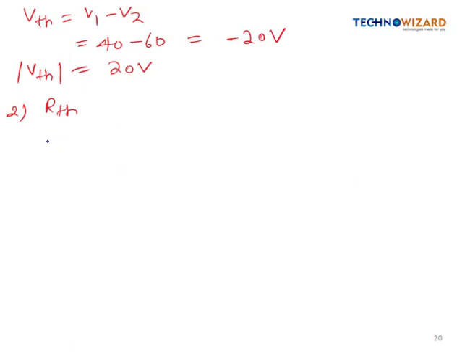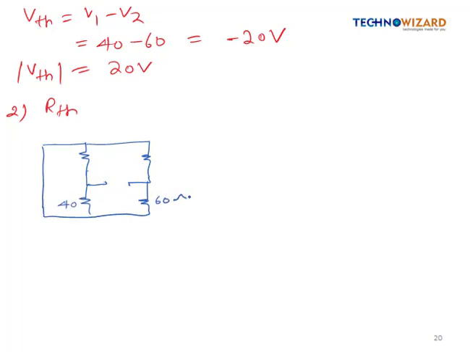So this is short circuited, so I have short circuited the voltage, and these two resistances are now open circuited, right? So it is like this. This is 40 ohm, this is 60 ohm, this is 40 ohm, and this is 60 ohm. So we have to find out the value of RTH.